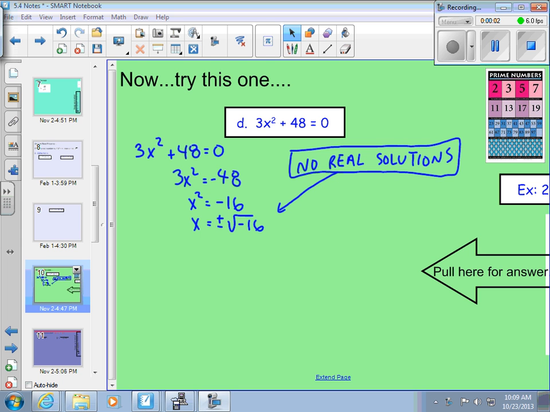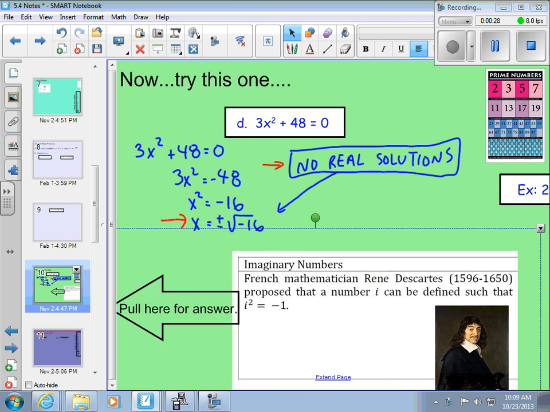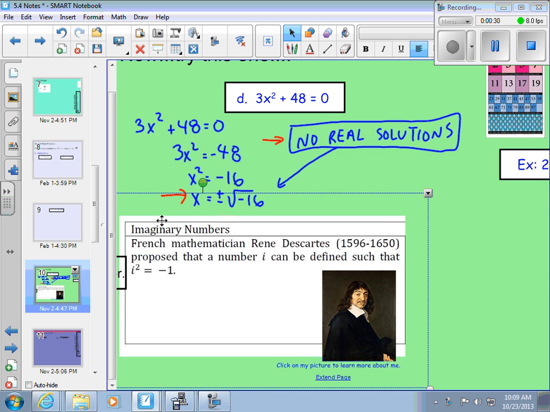All right, when we left off last time, we were looking at this problem where we were solving for x, and we ended up getting plus or minus the square root of negative 16. We said you can't take square roots of negatives, and so we answered with the fact that this one would have no real solutions for x. However, what we're going to look at today is there is a way we can answer this with a new kind of number that we haven't seen before called imaginary numbers.